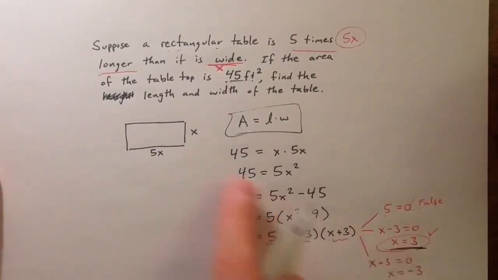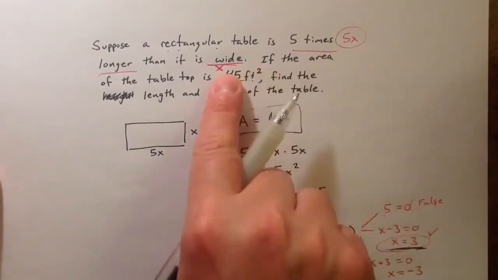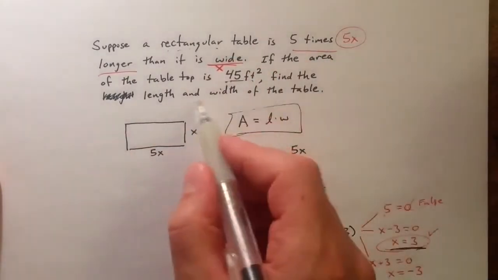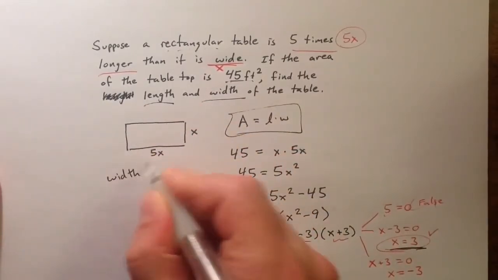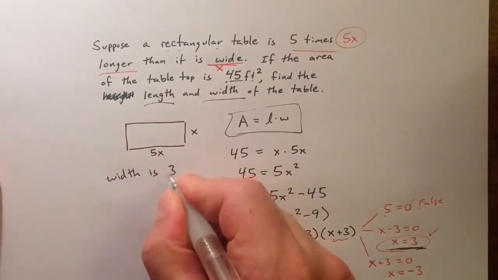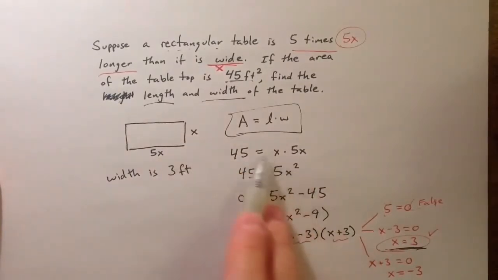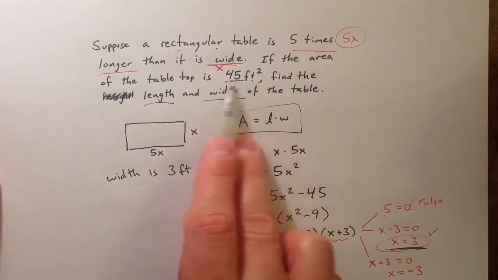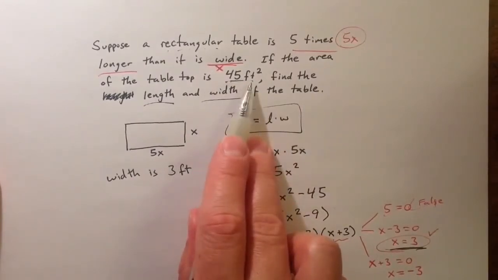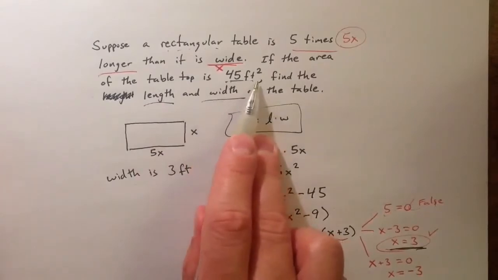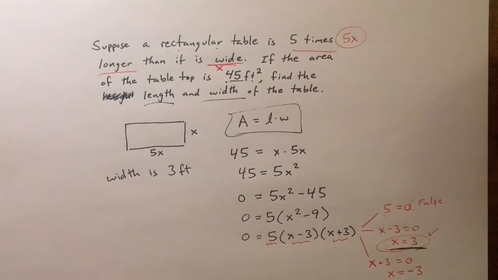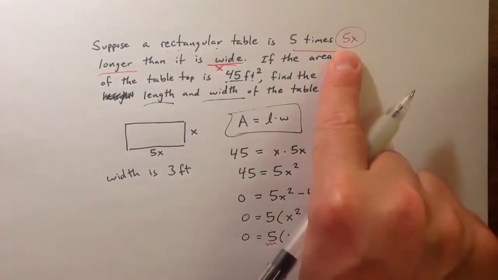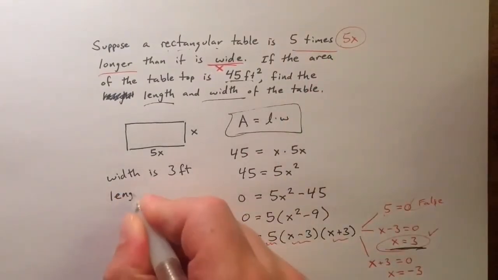And now, what did x equal? X equaled the width. So to answer the question, we need to find the width and the length. From our equation, I know the width is 3 feet. Using the units that were described in the problem, the area was given to us in feet squared. So the length and the width will be measured in feet. And to find the length, since x equals 3, the length is going to be 5 times that amount, and so the length equals 15.